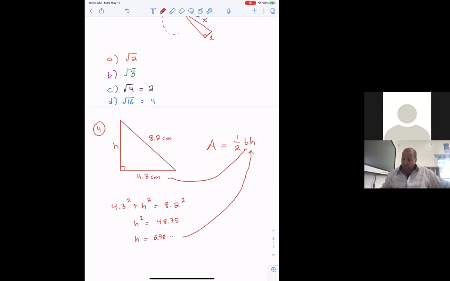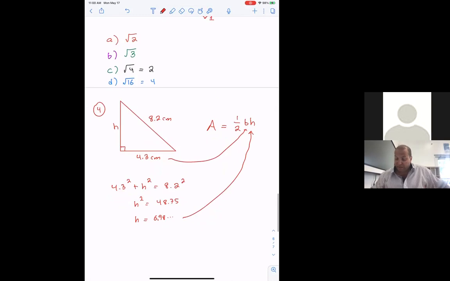So I'm going to immediately multiply by b, which is 4.3. And then by 1/2, which is the same thing as multiplying by 0.5, or dividing by 2, it's all the same. And I get that the area is 15.0115. So to one decimal place, the area is 15.0, and my units are square centimeters.